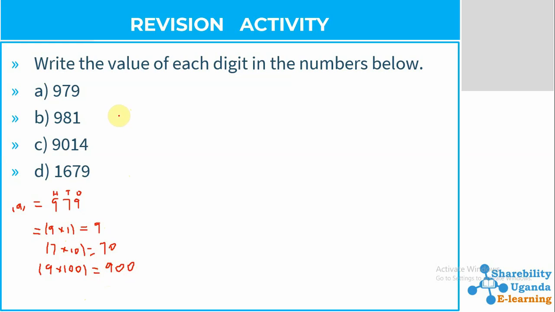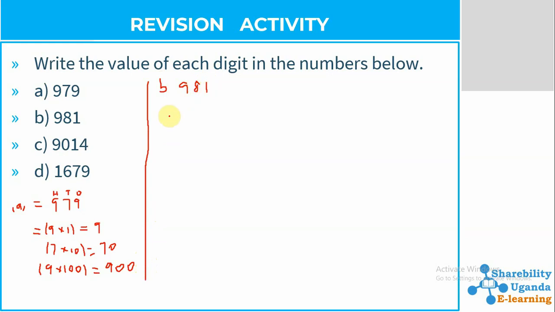So similar to this, we can also find others. Let's see how we can come up with them. So our part B is having our 9, then 8, then 1.